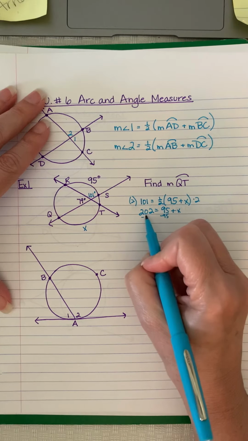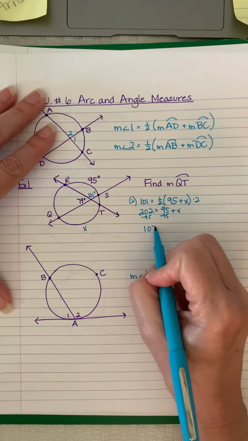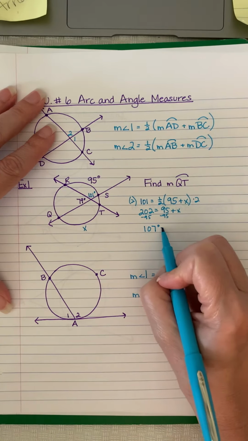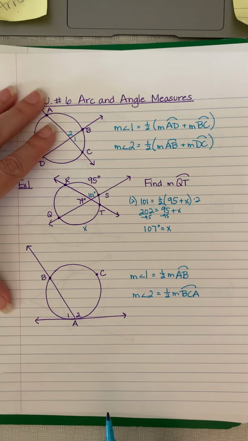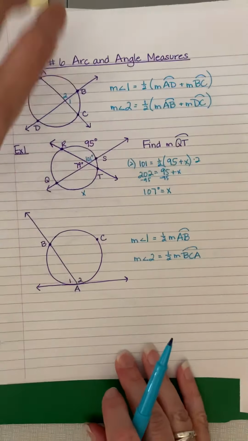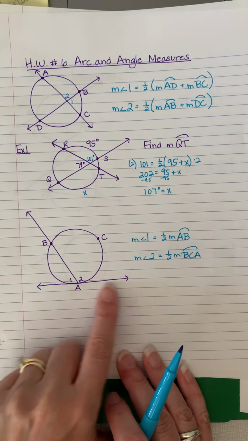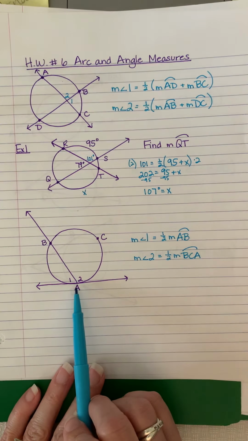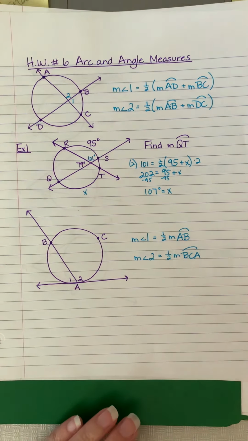Subtract 95 from both sides, and I will end up with 107 degrees. 107 degrees will be equal to X. So the measure of QT is 107 degrees. Now, instead of having 2 secants, we could have a secant and a tangent. This line is a tangent because it intersects in 1 place. And if you have that, the measure of the angle is equal to 1/2 the measure of the intercepted arc.